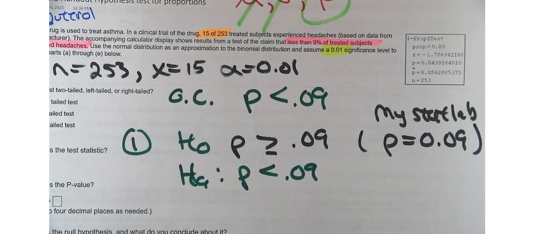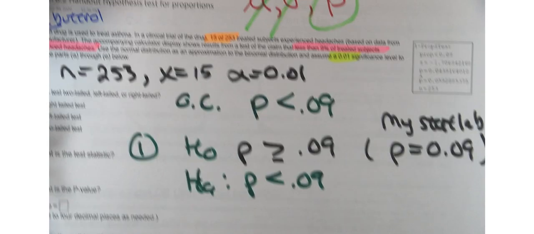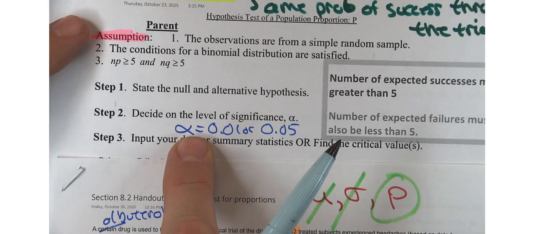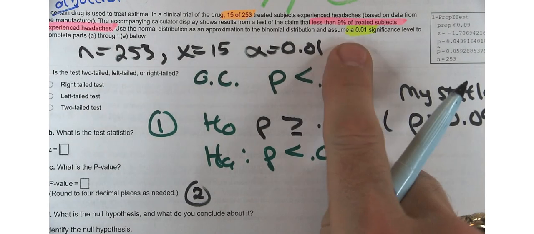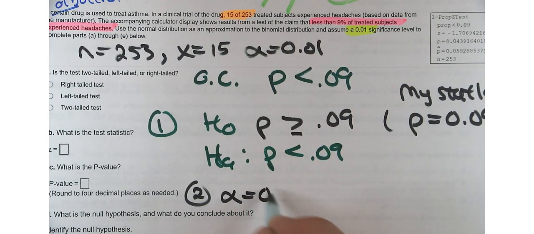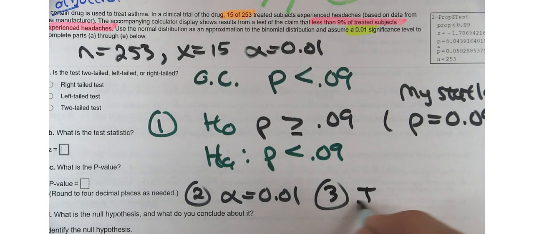Step 2, decide on the significance level. That should be given to you by the problem. In our case, the significance level alpha is 0.01. Step 3, input the data.